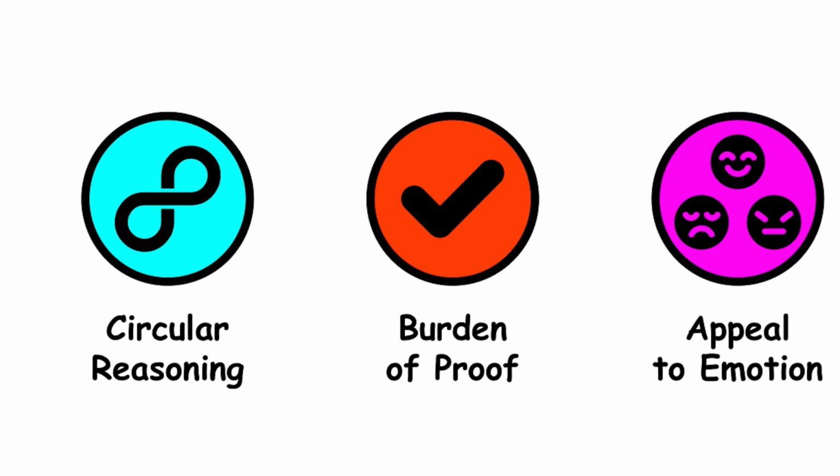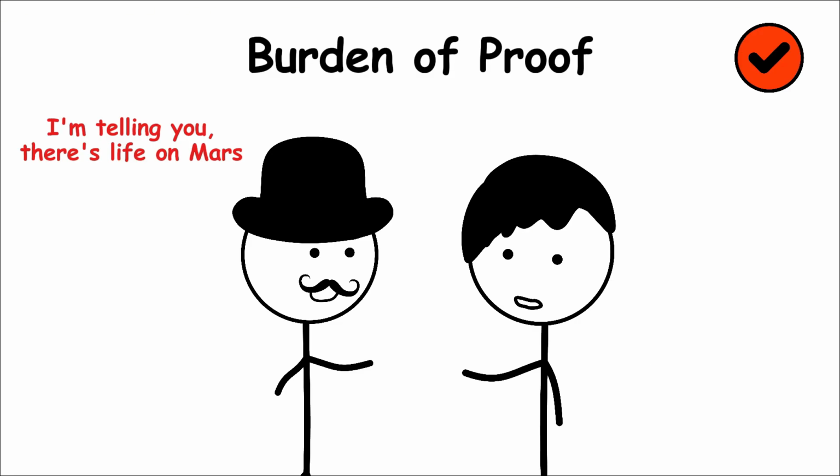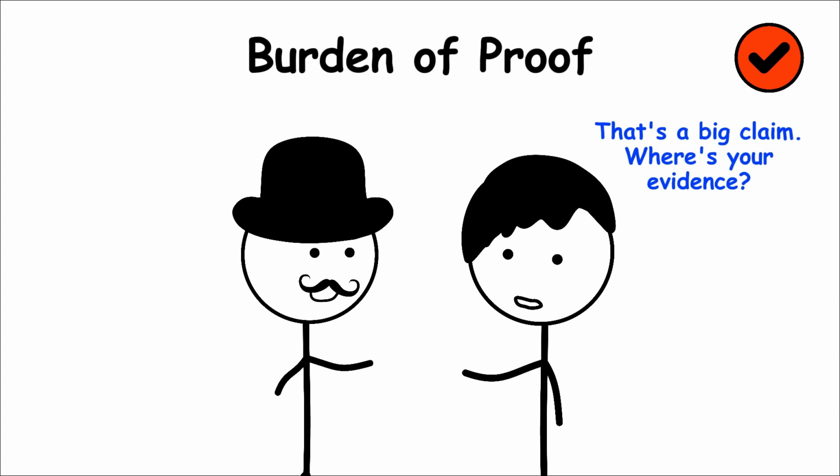Burden of proof. This fallacy occurs when someone claims that their argument or position is right simply because there hasn't been enough evidence presented to prove them wrong. For example, someone declares that aliens currently live on Mars because no one can prove him wrong, then he considers his claim to be valid.